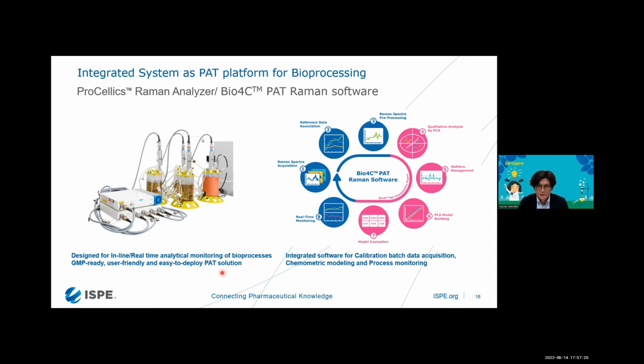In terms of software, we can serve the Bioprocessing PhD Raman software. This is integrated software for calibration, batch data acquisition, chemometric modeling, and process monitoring. From the next slide, I will demonstrate some case studies about process monitoring using the ProSelix Raman analyzer for continuous processing.